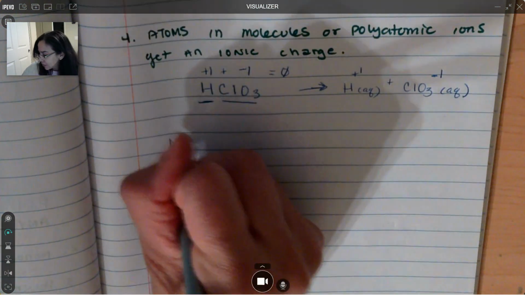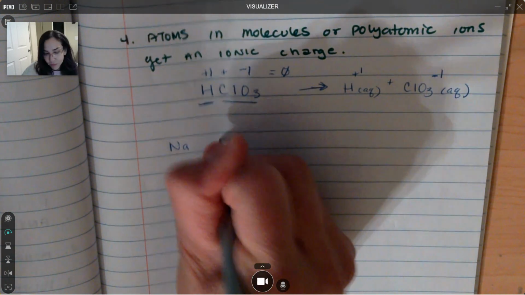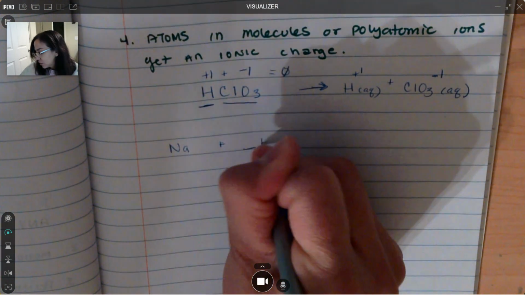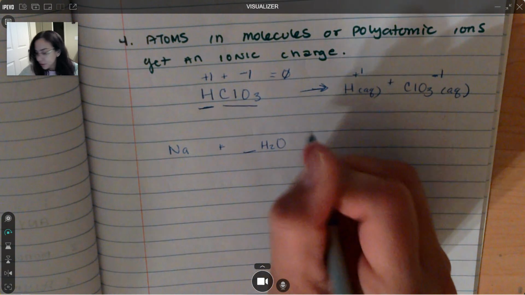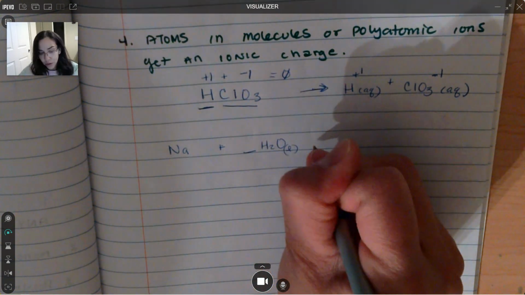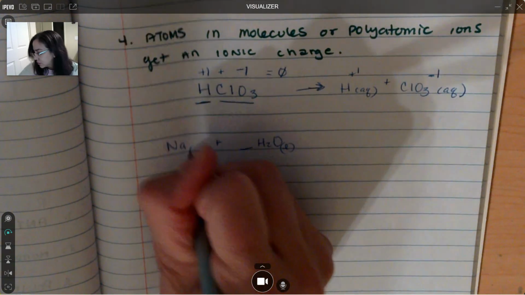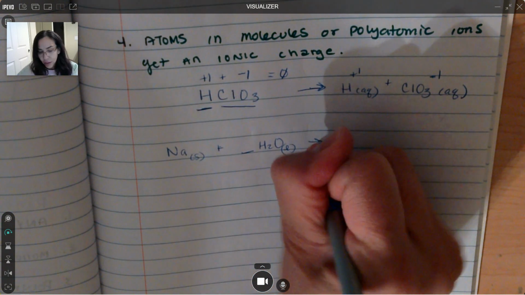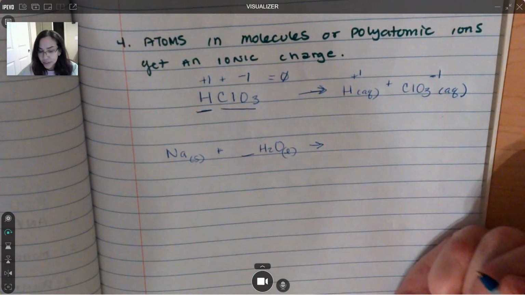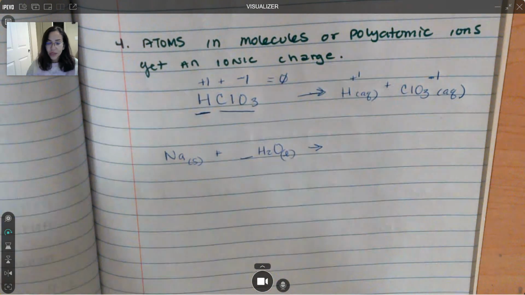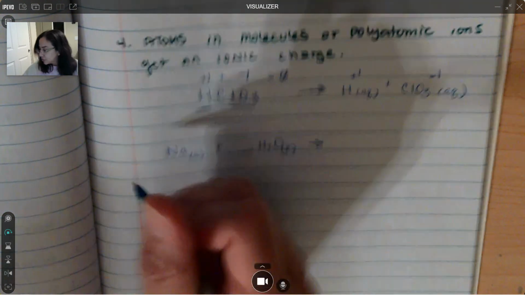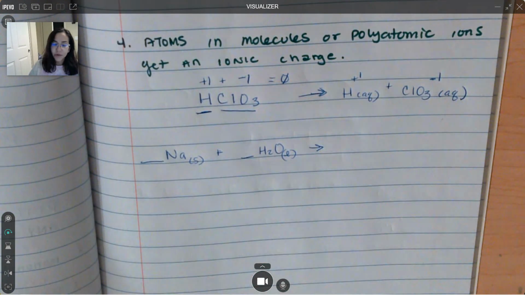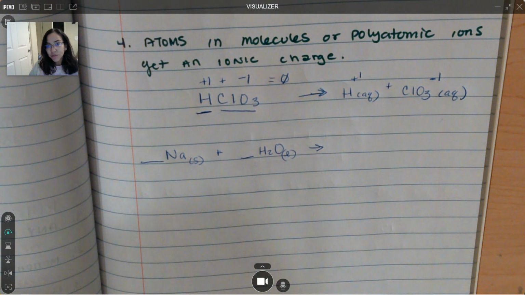Let's get an example of sodium solid plus liquid water. Gives me, what is it going to give me? I don't know yet. All right, so here's an equation. We want to dissociate this equation. And remember, to dissociate means to break apart its atoms inside of water.